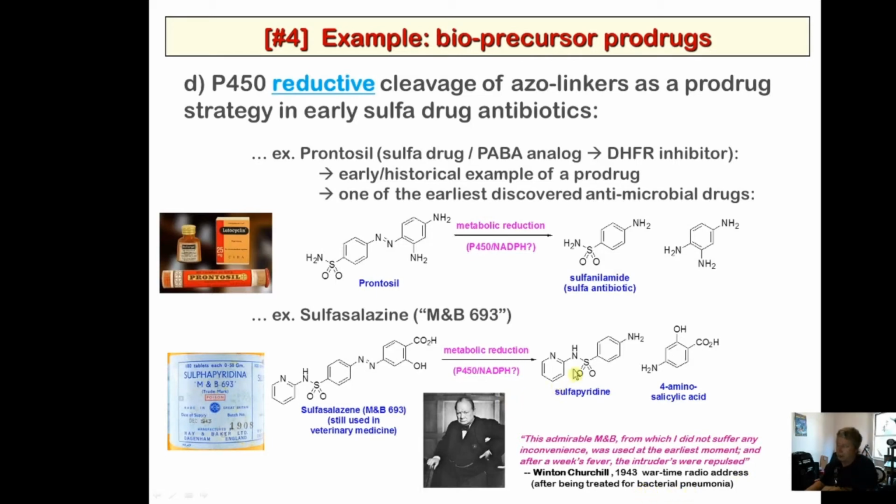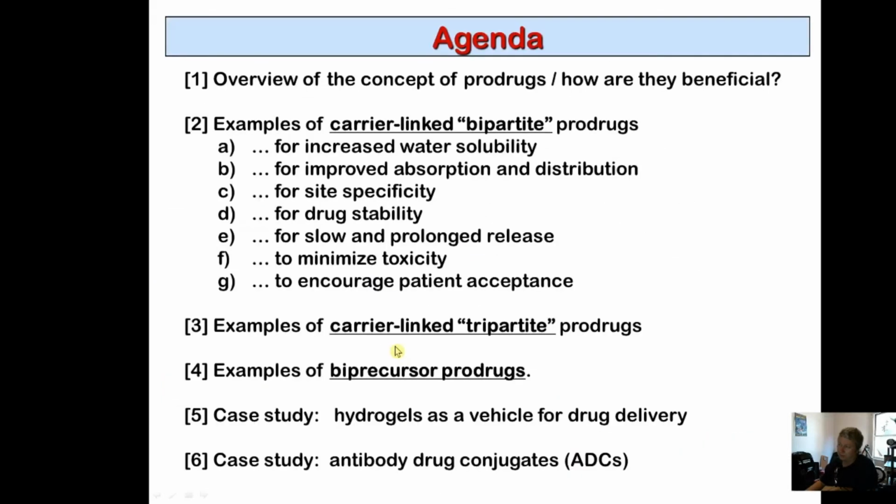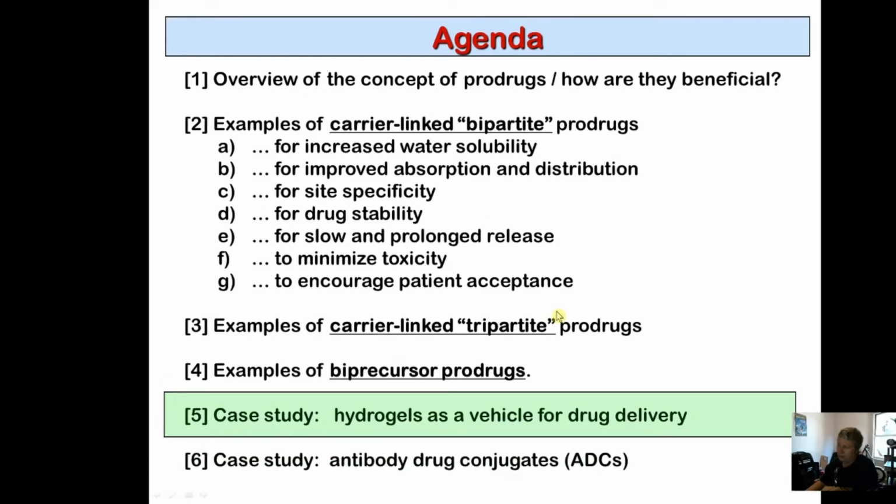Okay, so that's it for bioprecursor prodrugs. There aren't as many examples as the carrier-linked prodrugs that we showed with esters. There are more, but I just wanted to give you guys a taste of this. Okay. So let's get into hydrogels as a vehicle for drug delivery now.